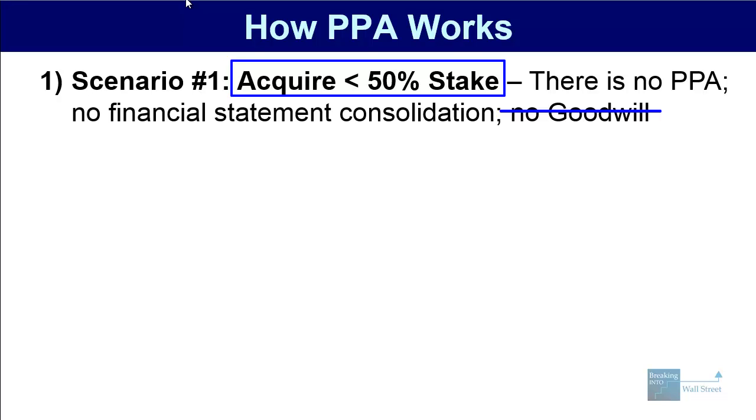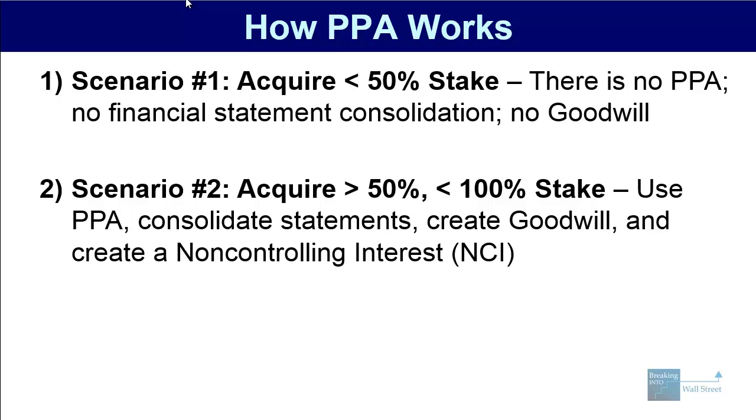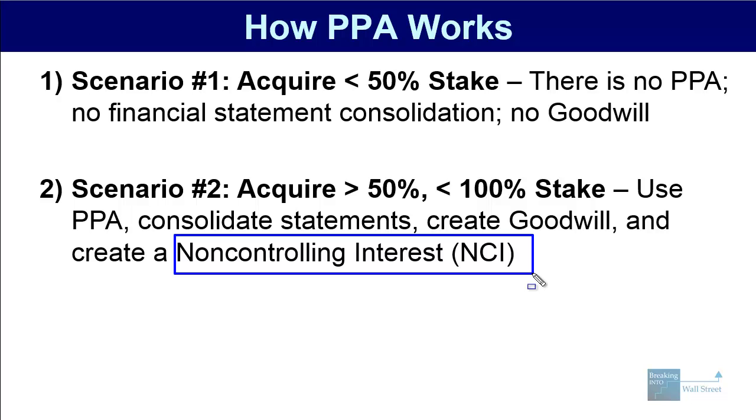So it's very simple. All that happens is a new asset gets created on the asset side of the balance sheet. Now, the second case is when you acquire more than 50% but less than 100%. And in this case, you do use purchase price allocation, you do consolidate the financial statements, you do create goodwill, and you also create a non-controlling interest. So if you acquire 80% of a company, the non-controlling interest represents the part that you do not control, the 20% that you do not own in that other company. If you acquire 70%, the non-controlling interest is for the value of the 30% that you do not own.